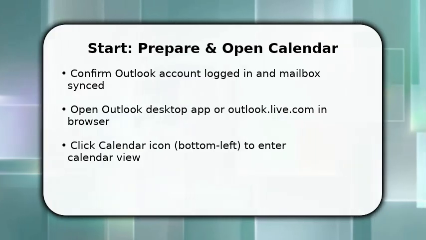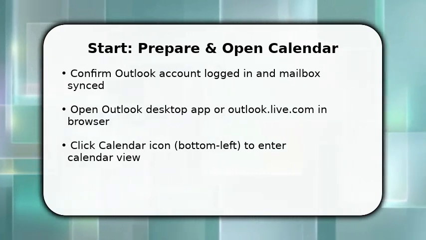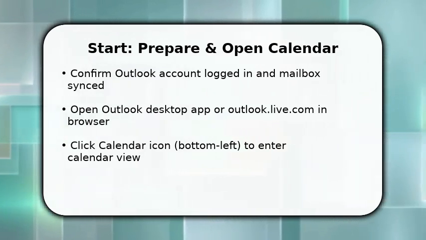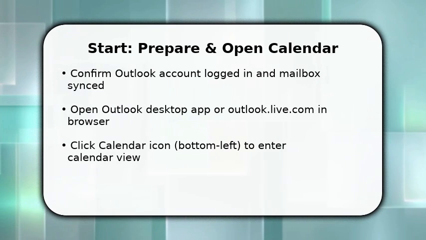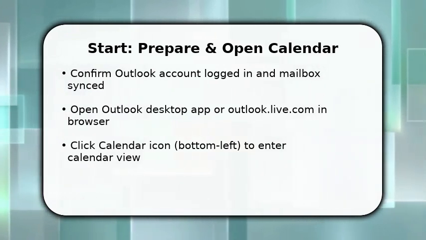You'll start by confirming your account is logged in so events sync correctly. Once logged in, open the Outlook desktop app or Outlook Live in a browser. This ensures full calendar features. Click the calendar icon in the lower left to switch from mail to calendar.